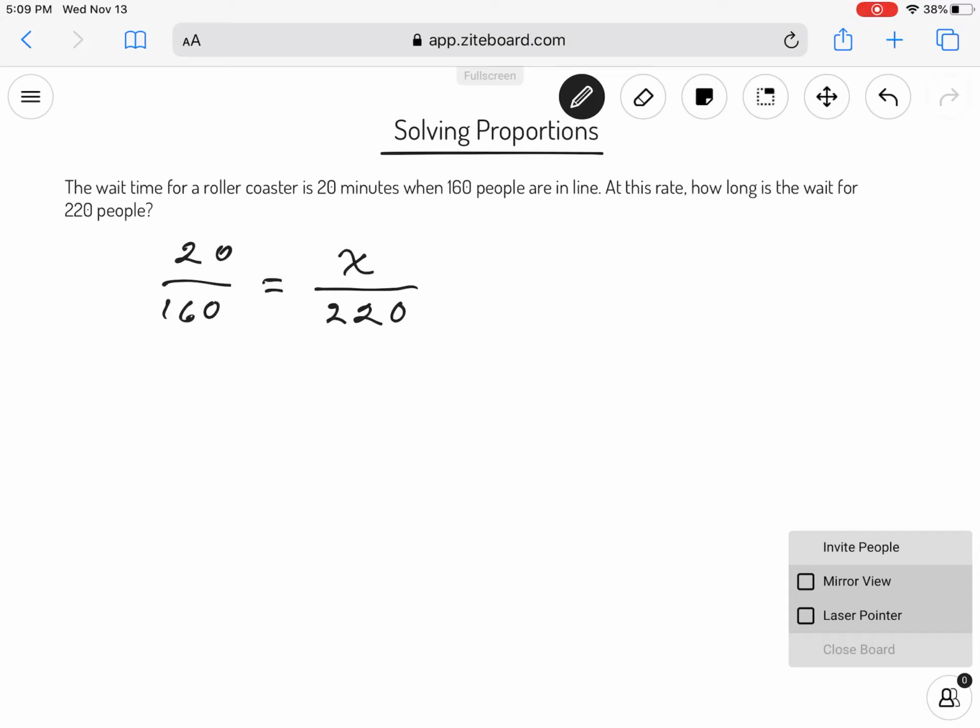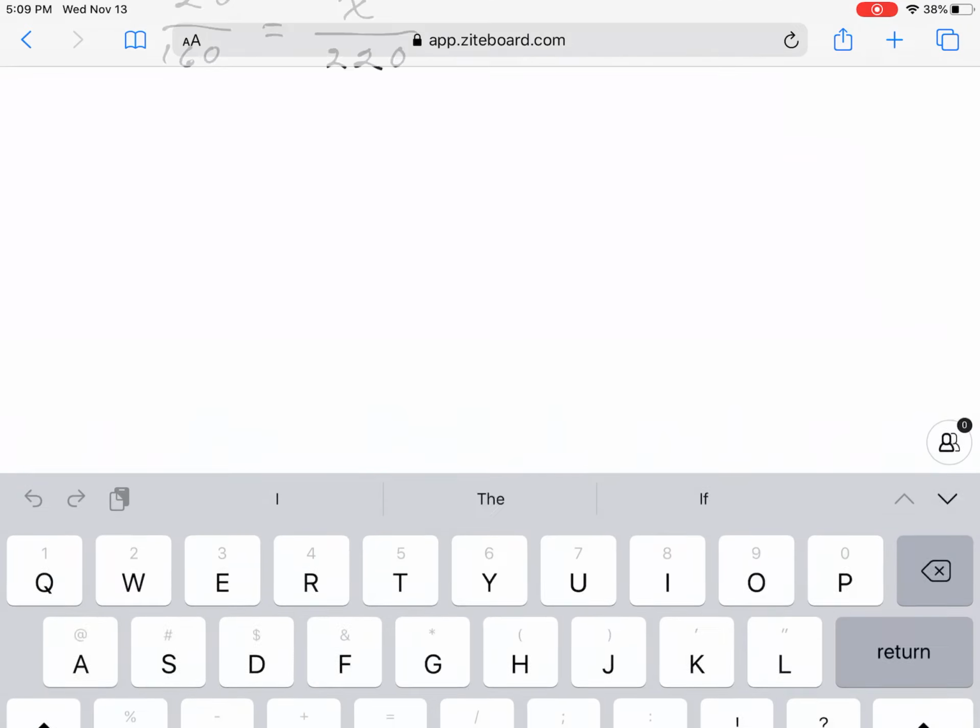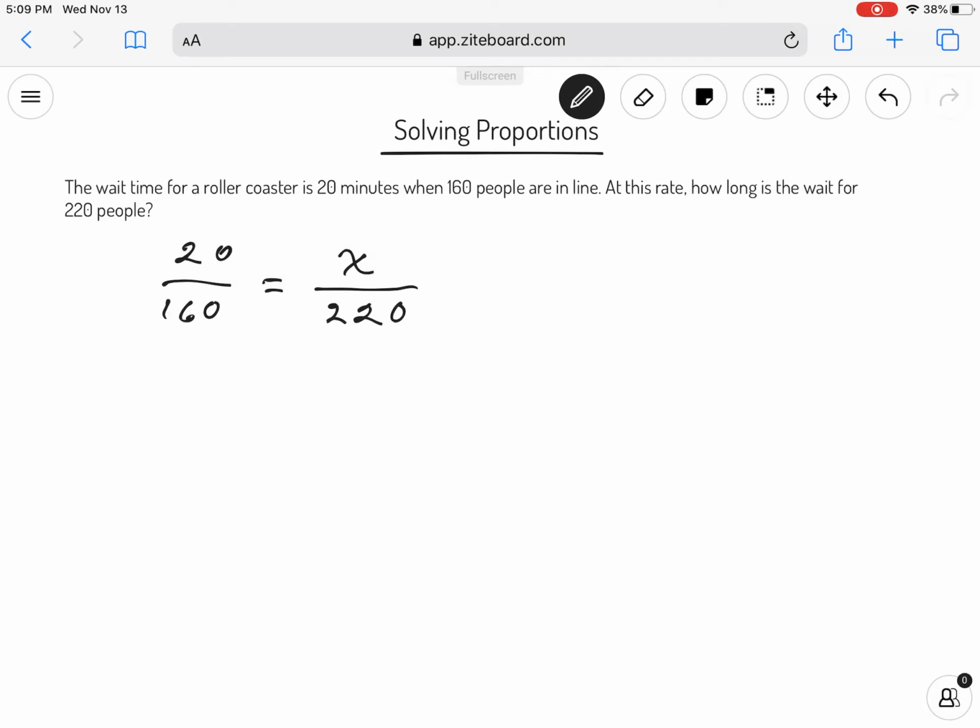the 220. So we want to multiply both sides by 220. So if I multiply this by 220 and I multiply this by 220, okay, I'm going to get that x is over here by itself because the 220s cancel. And I now have 220 times 20 is 4,400 over 160.